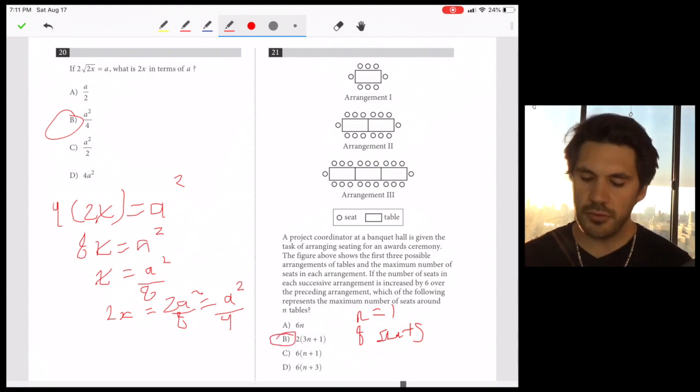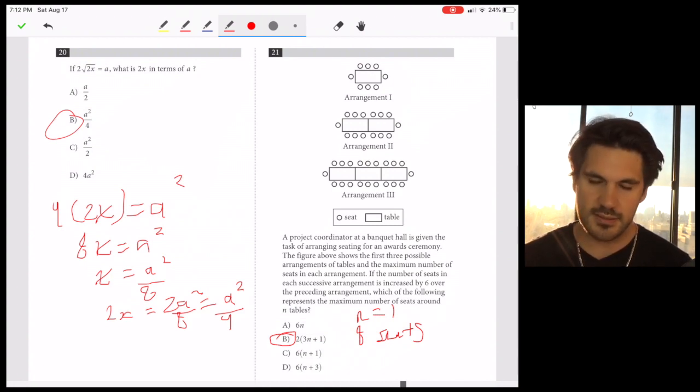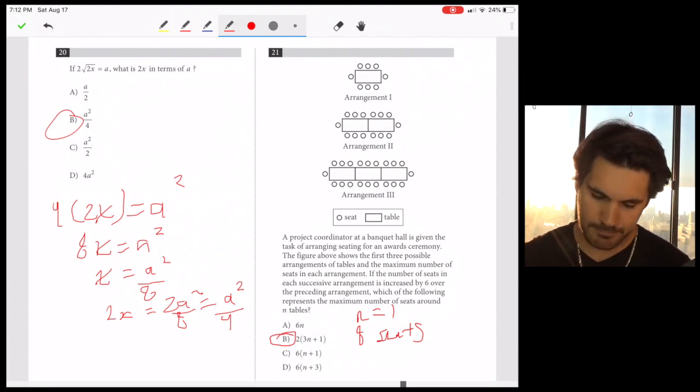And if you picked any of the other arrangements, for example, if you picked the second arrangement, it has 2 tables and 3, 6, 9, 12, and 14 seats, right? If you had plugged in 2 for n, you would have gotten 14 in answer choice B as well. Any of these works. I just used the first one because it was easiest.